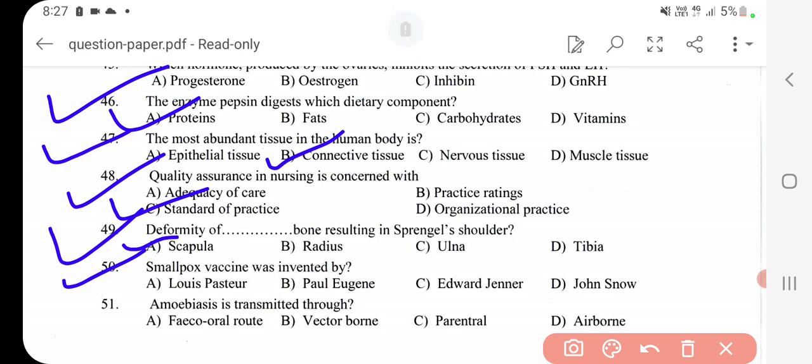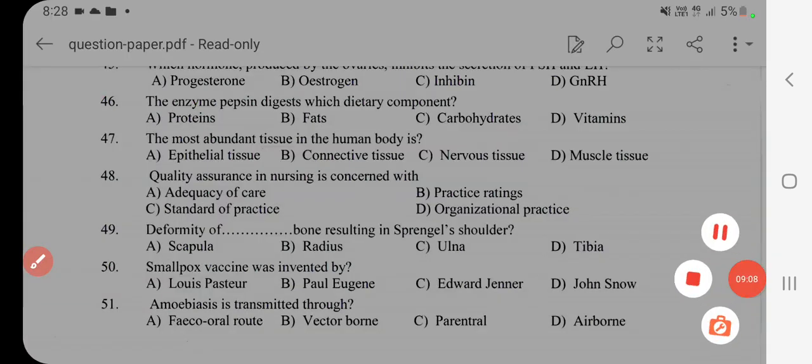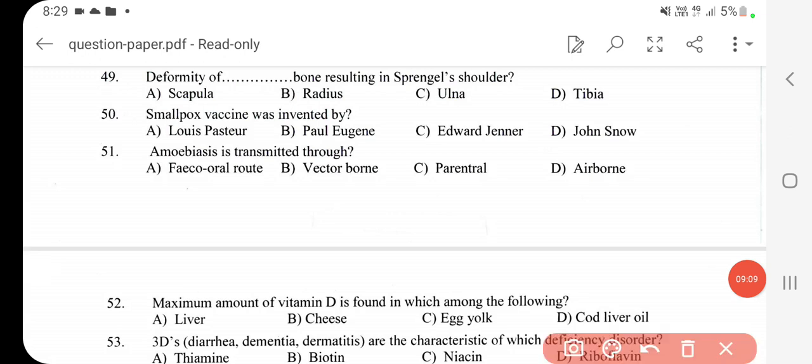Last is 50. Smallpox vaccine was invented by, this is a very easy question. Louis Pasteur, Paul Ehrlich, Edward Jenner, John Snow. So right answer is C, Edward Jenner. Smallpox vaccine was invented by Edward Jenner.